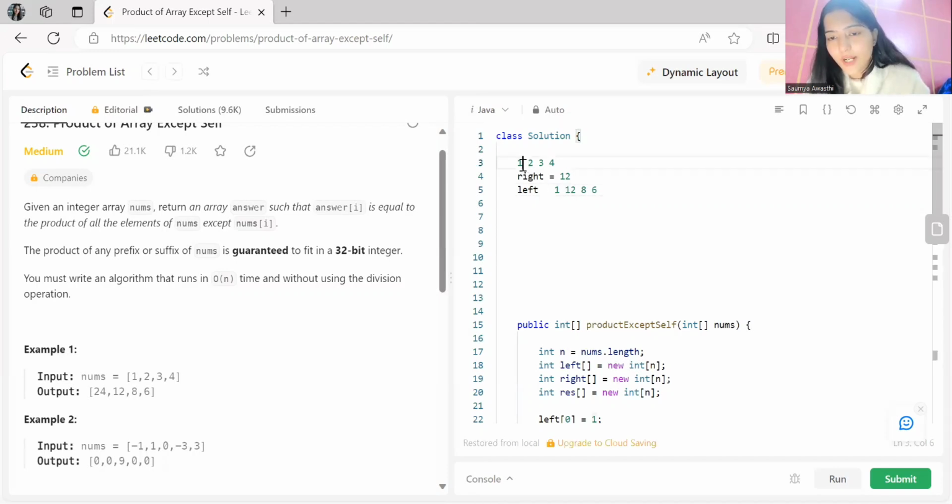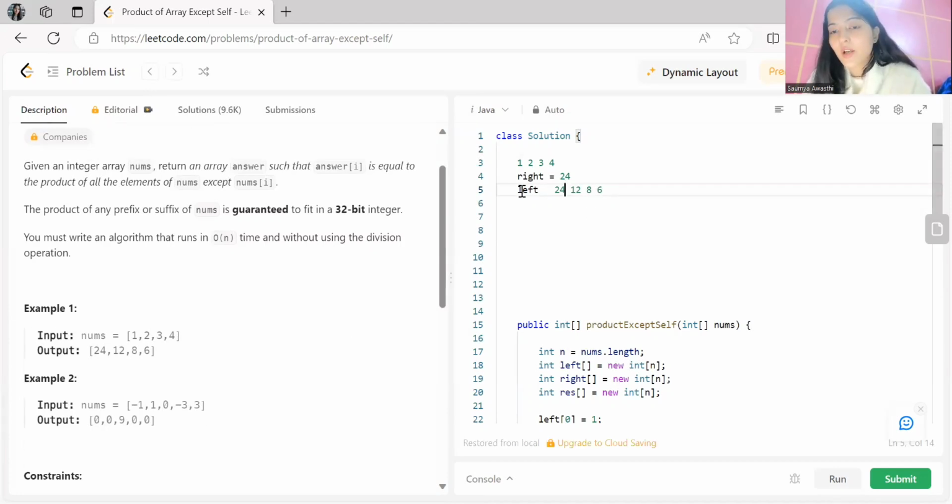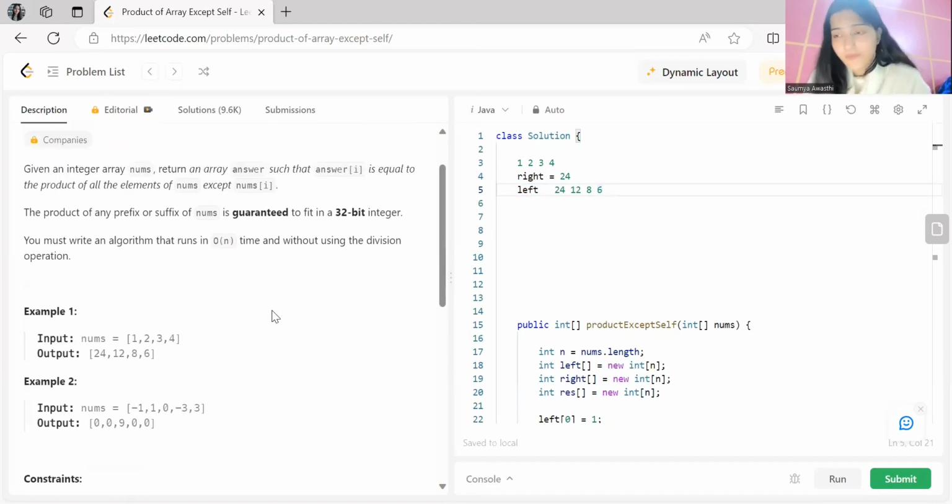Right? Now we will proceed ahead and also update the right value by including this nums of I. So 12 into 2, we will get 24, right? Now for this particular index, what is the element from the left hand side? 1. And from the right, we already computed in our right variable. So 24 into 1, we will get 24. So 24, 12, 8, 6. That is the result stored in our left array, and that is our expected answer. So at the end, we'll be returning just the left array.